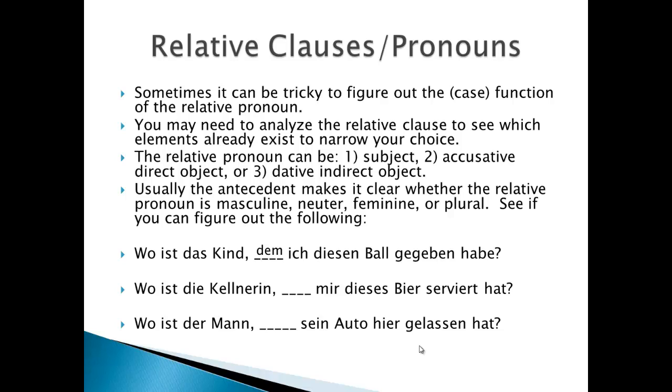We have ich, that takes care of our nominative. Diesen Ball, Ball is masculine, and it's triggered by diesen. If you ever see diesen or den or einen, you know that that object is masculine, and that accounts for the accusative, meaning the only other option would be dative. Wo ist die Kellnerin, die mir dieses Bier serviert hat? Again, die, she is the one serving me. We have mir, that's the dative. Dieses Bier is the accusative, so it has to be nominative die. Und wo ist der Mann, der sein Auto hier gelassen hat? Where is the man who left his car here?